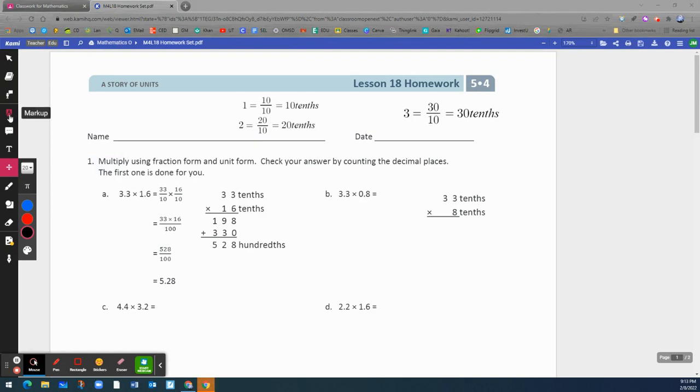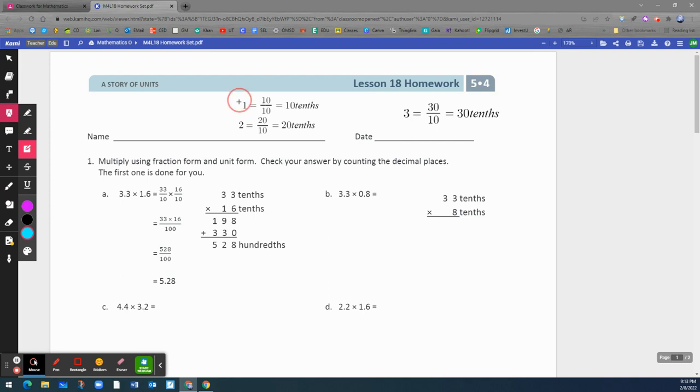All right. Before I begin, I'm going to give you a little reminder that 1 whole equals 10 tenths, and that's written as a unit. So now if we look at the whole number again, we have a 2. That 2 can be represented as a fraction as 20 tenths, and it also can be written as a unit, which is 20 tenths. The same process happens with the 3. The 3 can be written as a fraction as 30 tenths, and you can also write it as a unit, like 30 tenths.